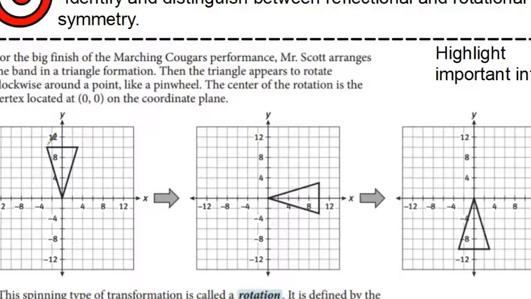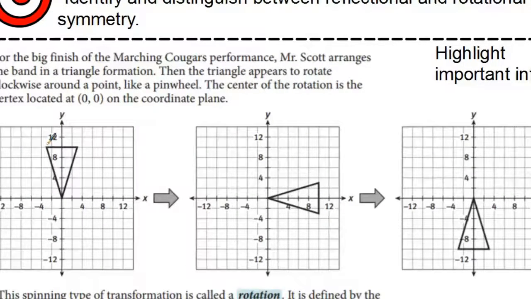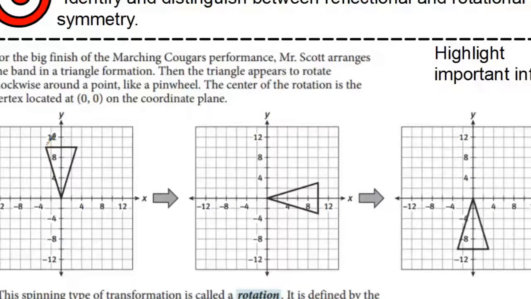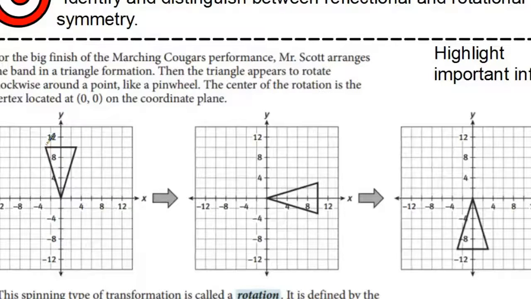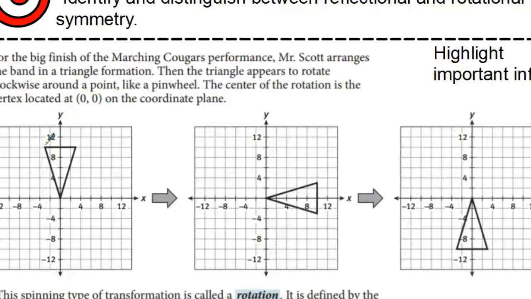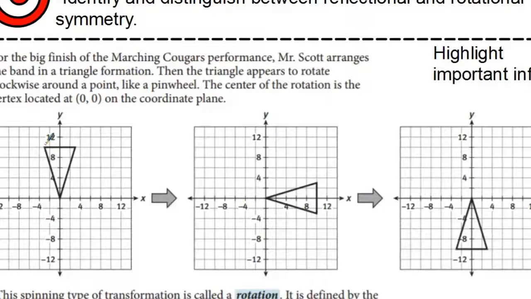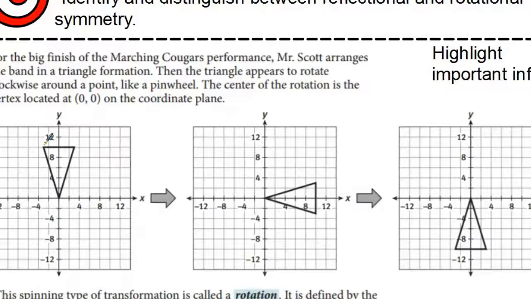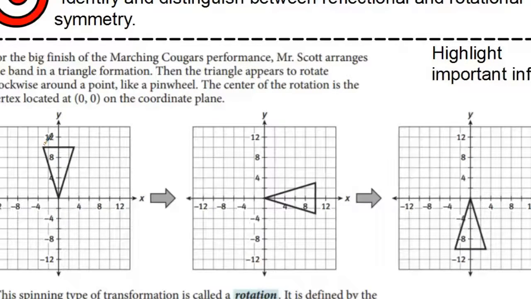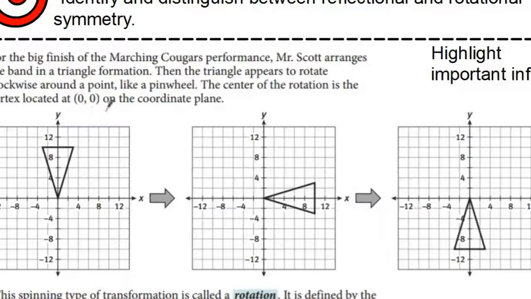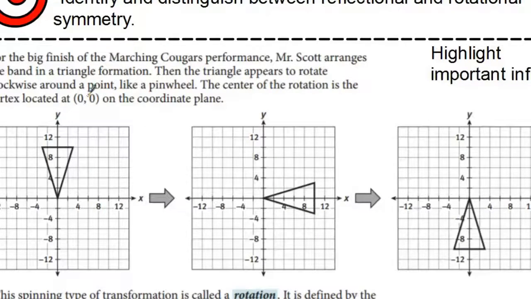All right, so you should be in your packet. It's the very last lesson, lesson 9-4. Let me go ahead and read these intro paragraphs to you. It says, for the big finish of the Marching Cougars performance, Mr. Scott arranges the band in a triangle formation. Then the triangle appears to rotate clockwise around a point like a pinwheel. The center of the rotation is the vertex located at 0, 0 on the coordinate plane. Quick side note, 0, 0 on the coordinate plane, do you remember calling that the origin in algebra? We'll call it the origin here in geometry as well.